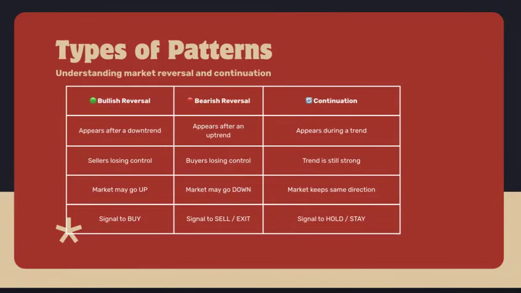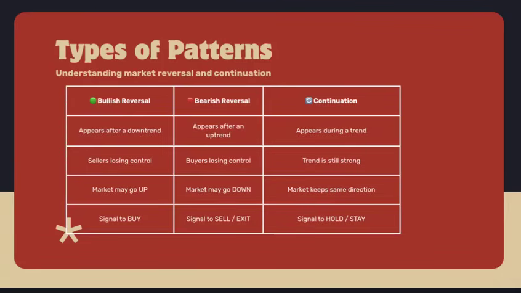So, the different types of patterns are bullish reversal, bearish reversal, and continuation. Bullish reversal patterns appear after a downtrend and signal that sellers are losing control. Buyers are stepping in. This is where traders look for long opportunities. Bearish reversal, the opposite. They appear after an uptrend and warn that buyers are exhausted. Sellers are taking over. This is where traders consider exiting or shorting.